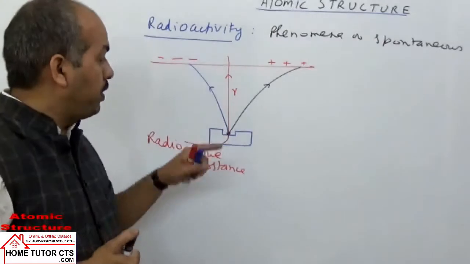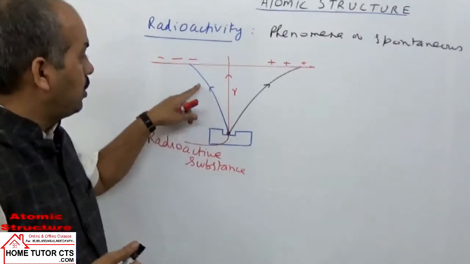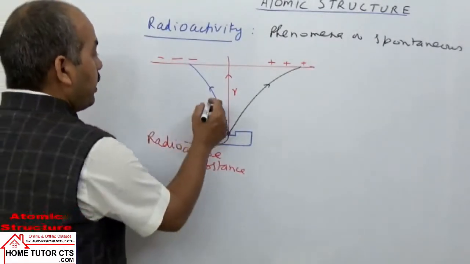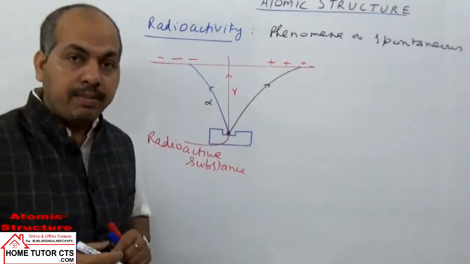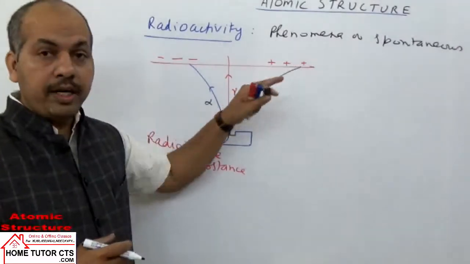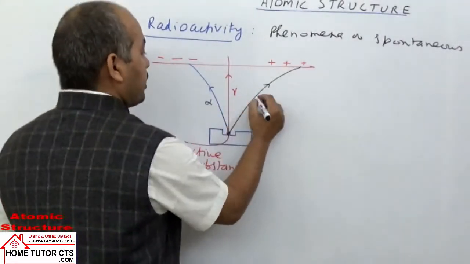Alpha particles show deflection toward the negative plate, indicating that they possess positive charge, and beta particles show deflection toward the positive plate, indicating that they have negative charge.